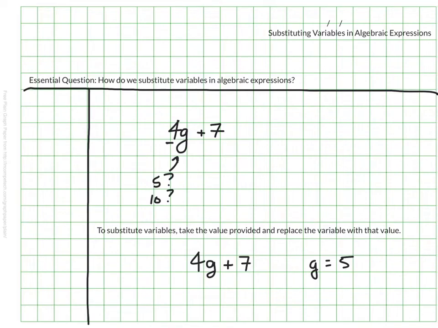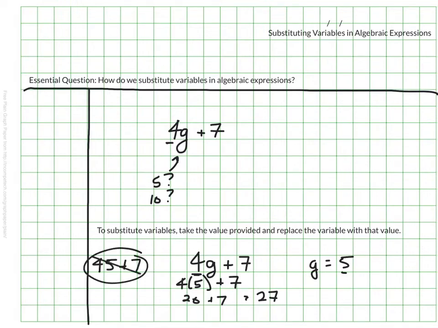And of course, we need to remember that 4 is the coefficient, so this means it's multiplying this value by 4. So we can write 4 times our 5 plus 7 to continue on with our order of operations, which of course means that we would get 20 plus 7, which would give us a total of 27. What you don't want to do would be to say 4g plus 7 and make it look like it's the number 45, right? That is not what we want to see.